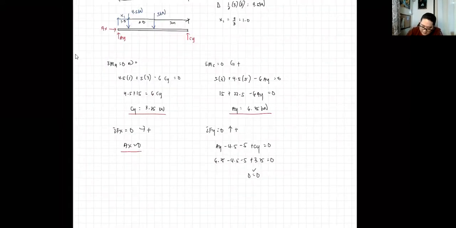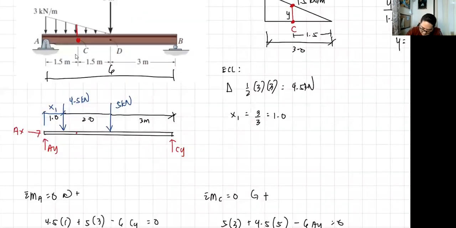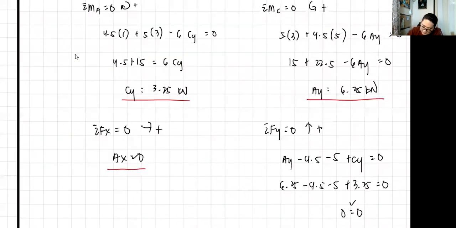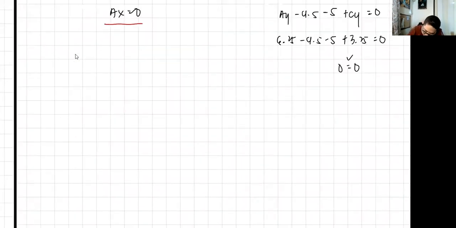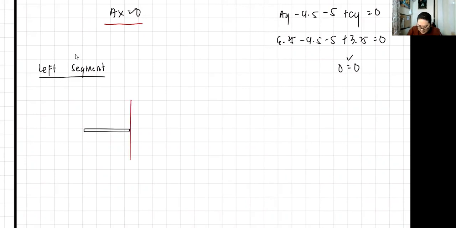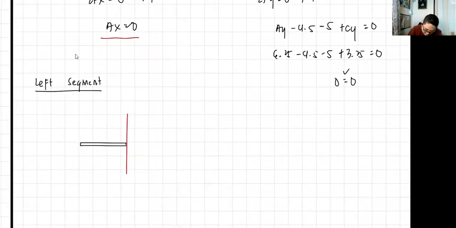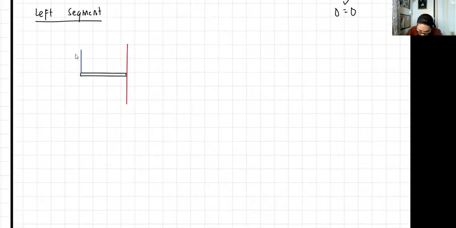Once na meron tayong value nun, we can now use yung left and right segment natin. So, starting off with our left segment, no? Yung left segment natin, dito parang mas lumalabas, mas mahirap yung left segment. Kasi magiging trapezoidal yung load mo. Like kapag yung right segment yung kinonsider natin, triangular load lang. Okay, so we have yung ating load.